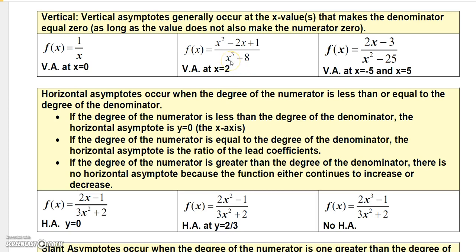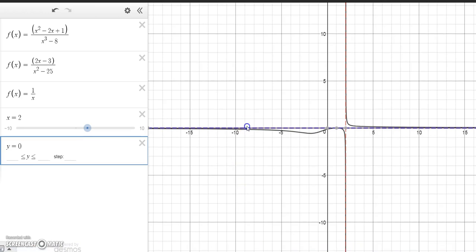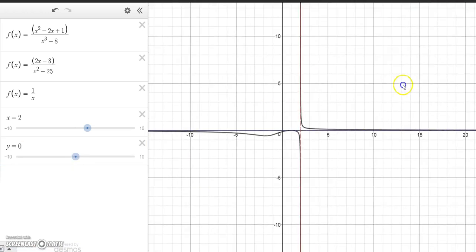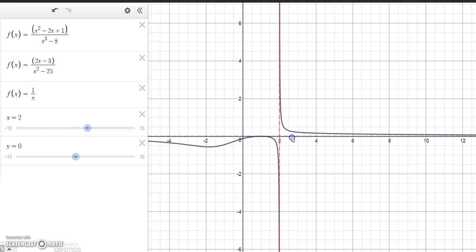Now on the second one here, we also know that if x equals 2, the denominator is 0, and of course the numerator would not be 0. So we would get a vertical asymptote at x equals 2 for the second one. If we look at the graph of this one here, notice here's the vertical line x equals 2. As you approach 2 from the left, the graph decreases without bound, and as you approach 2 from the right, the graph increases without bound.